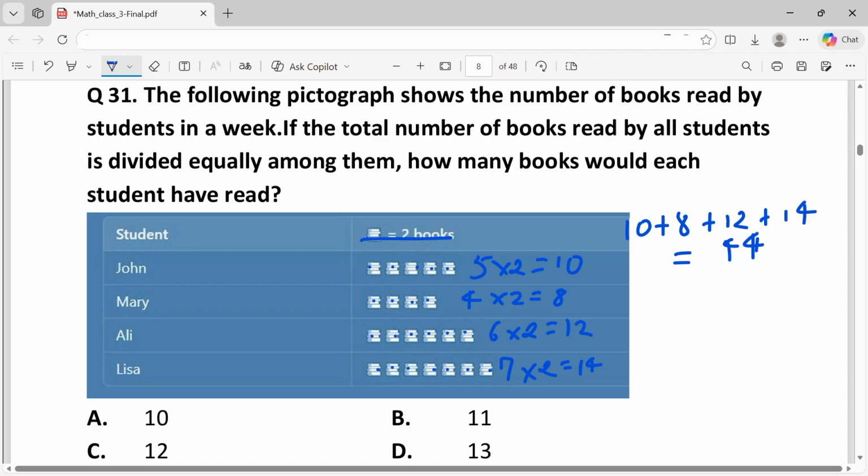So now if these books are to be divided equally, that will be the total number of books upon the number of students, that is John, Mary, Ali and Lisa, that is 4, which is equal to 11. So the answer is B, 11.